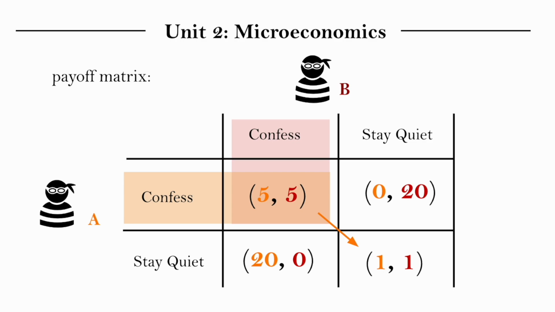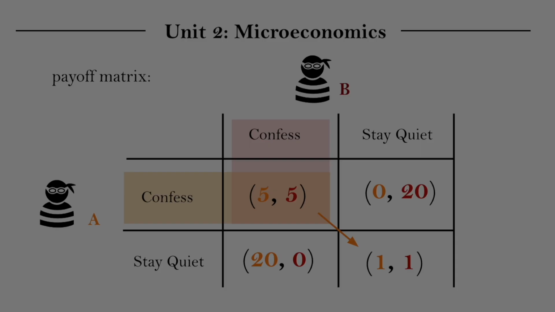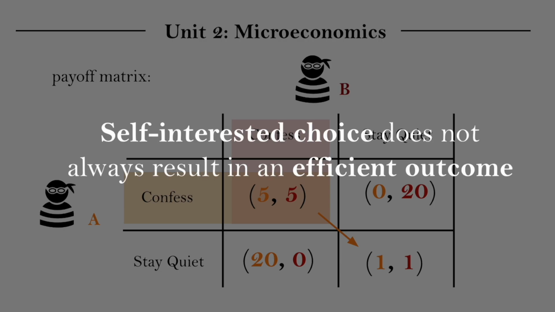So the prisoner's dilemma in game theory gives us a very interesting situation, where the self-interested choice does not always result in an efficient outcome. You choose what is best for you, but somehow you end up with a suboptimal outcome. So that is our introduction to game theory, and in the next video, we are going to link what we learned in this video with decision making in oligopoly.